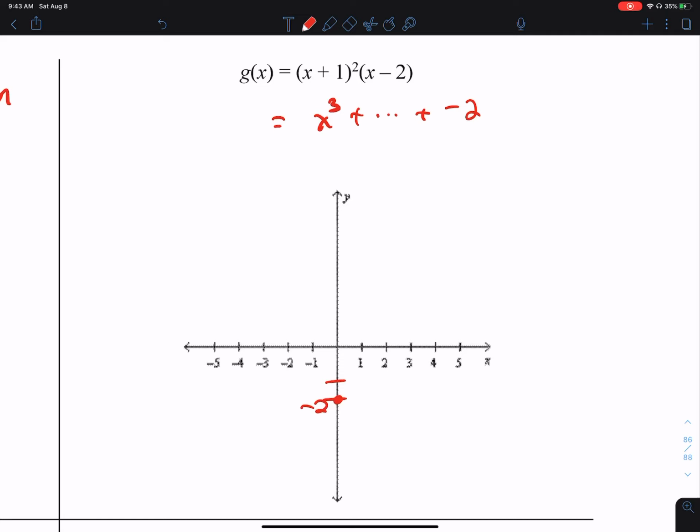We have a tangent x-intercept at negative 1. We have a crossing x-intercept at 2 without changing concavity. End behavior for this falls to the left, rises on the right because it's an odd degree, leading coefficient's positive. So the graph could look something like this.